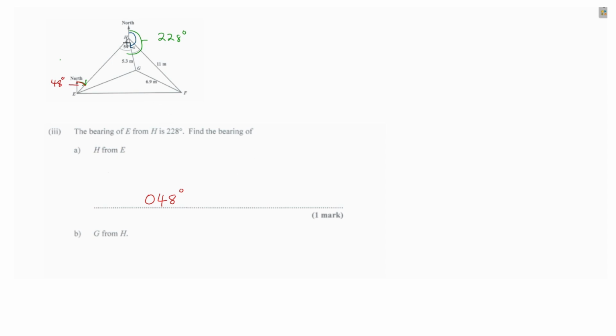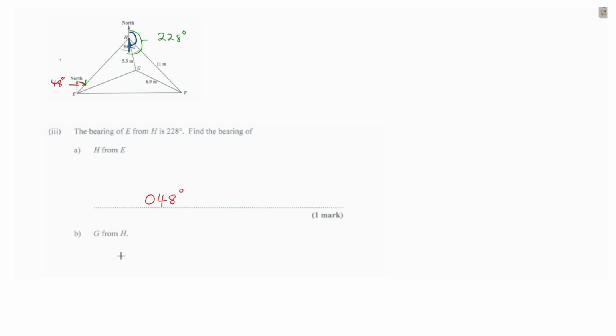So how do we do that? Well, let's extend our south line. So we extend our south line here. So we want all of this angle to here. Okay. So how do we do that? Well, we know that all of this angle here was 54 degrees. So if we subtract 54 from 228, we should get all of this angle to this point.